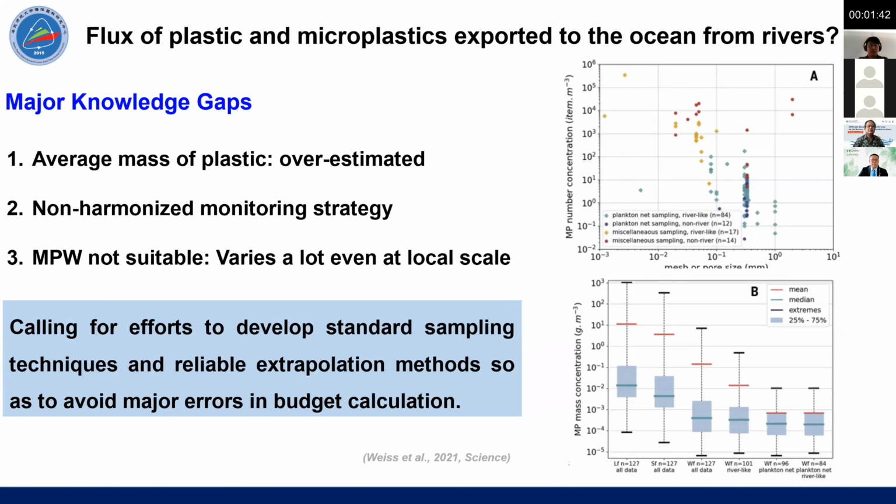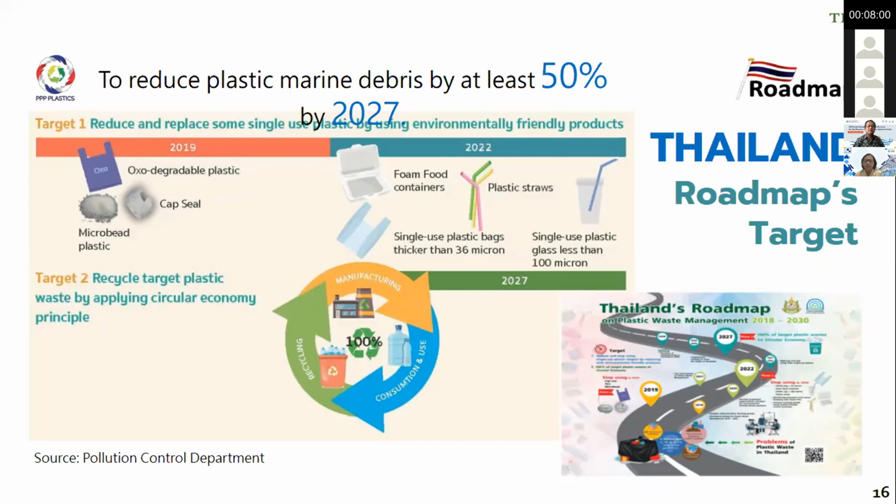the ocean. Let me move to the policy landscape for plastic management in Thailand. The roadmap on plastic waste management and its associated action plan aim to reduce plastic marine debris and serve as a framework and direction for preventing and managing waste in the country. You can see here there are two targets under the roadmap. Target one is to reduce and replace some single-use plastic by using environmentally friendly products.